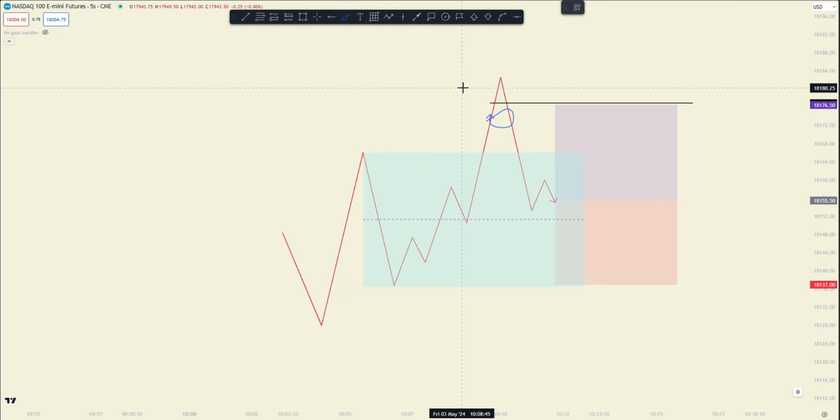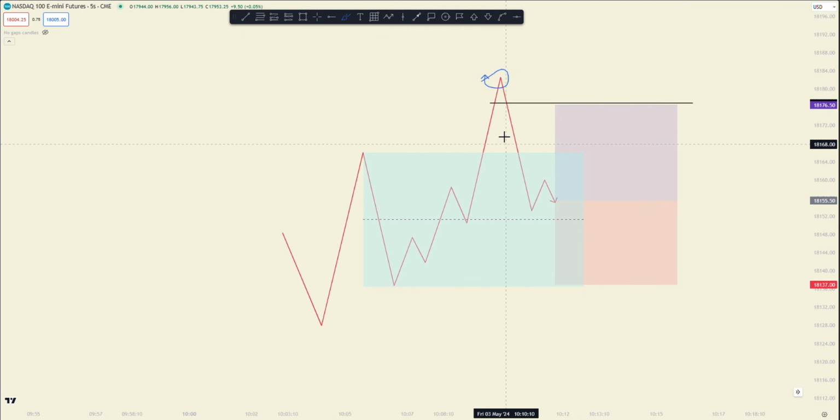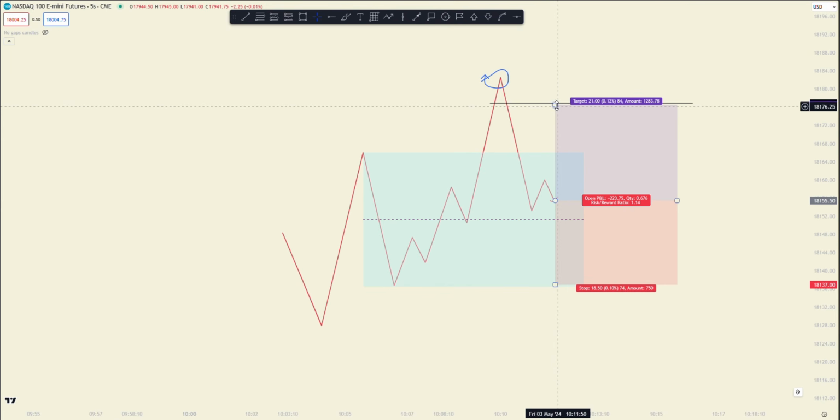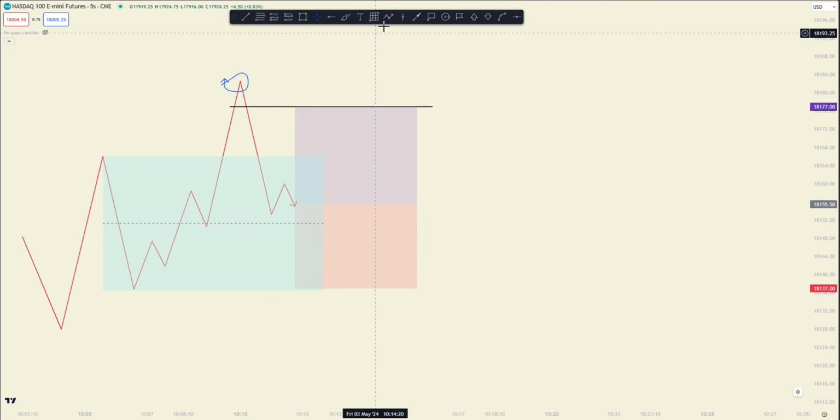The reason I wouldn't want to take at the high is because that requires me to be 100% correct that we're going to continue bullish. 100% correct. If I take it at the origin, or the candle that put in this high, the low of it, this requires me not to be 100% correct. And this allows price to do what price likes to do.